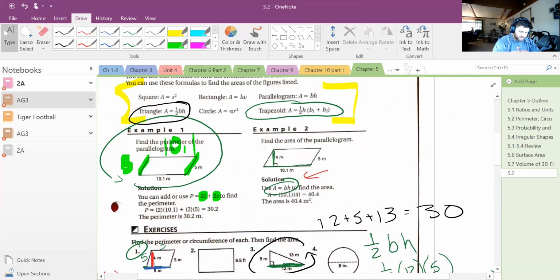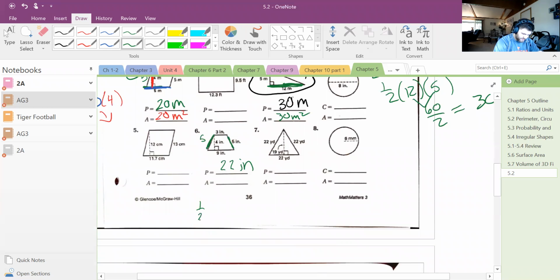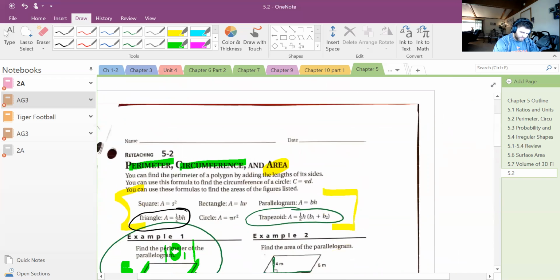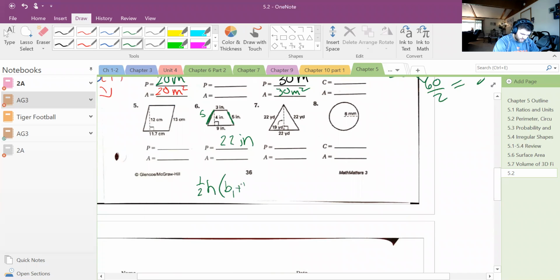1/2 height, okay, h, 1/2 times height, then what? Times base 1 plus base 2. Okay, your height in this case is perpendicular to one of the bases. It's really both the bases. It's perpendicular to one, it's also perpendicular to the other one. So it's going to be the 4. So 1/2, 4 times b1 plus b2. It doesn't matter which one, just the bottom and top. 9 plus 3. Okay, 1/2, 4 times 12.